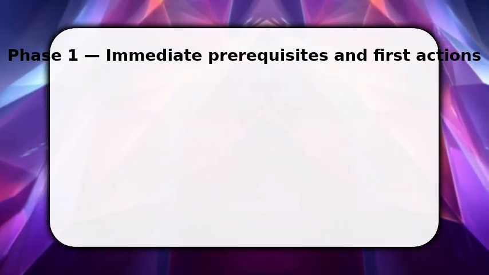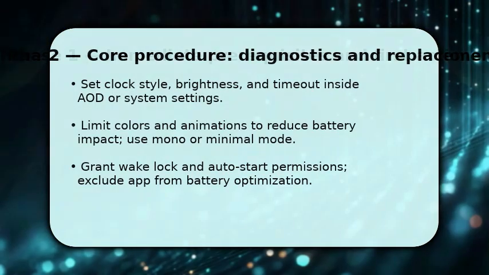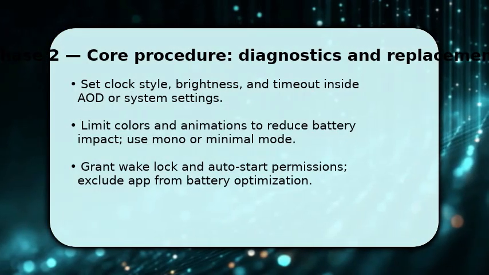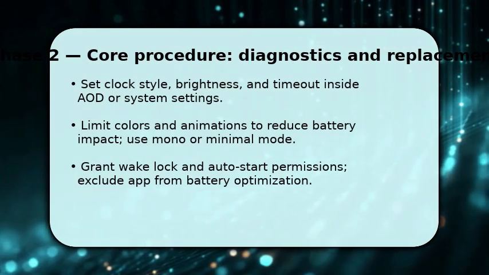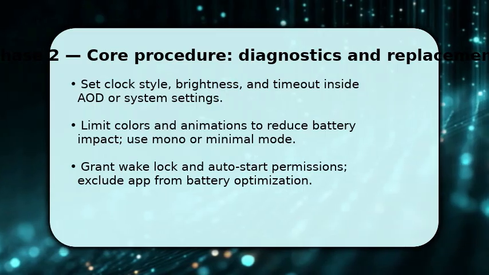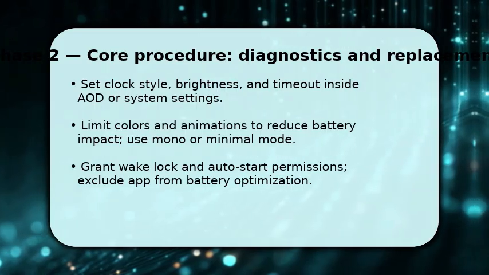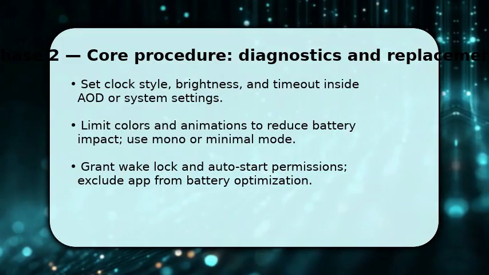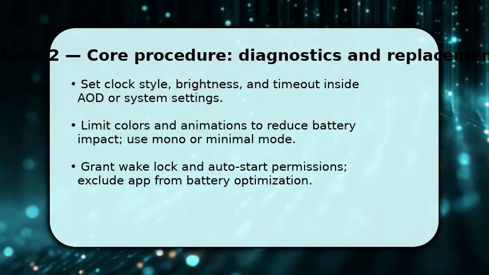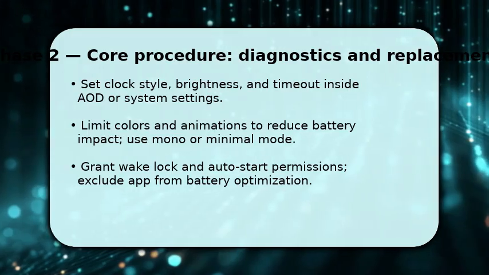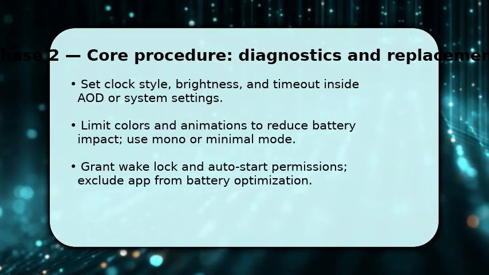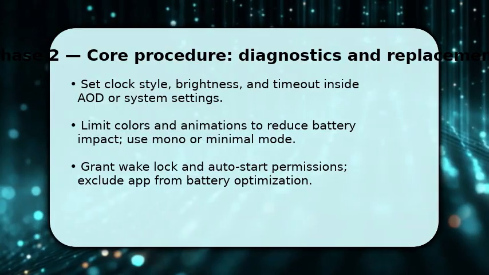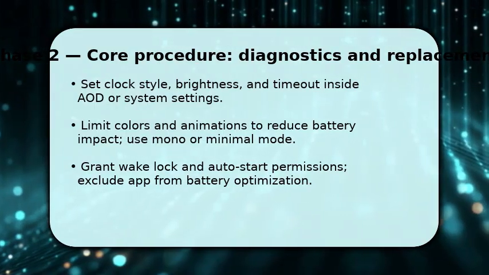Now configure the details so the clock stays visible after lock. Open the AOD or System option and pick a low-brightness clock style. Avoid full-color animated widgets. Make sure brightness for AOD is set to low or adaptive, and set display timeout to never or a long interval. Crucially, exempt the AOD app from battery optimization and allow auto start. This prevents the system from killing the process.